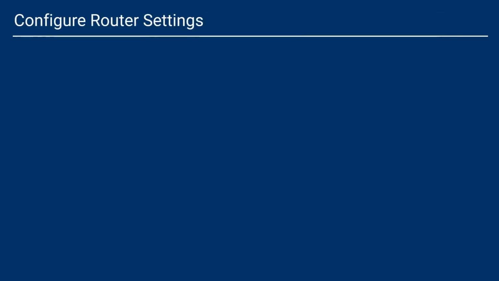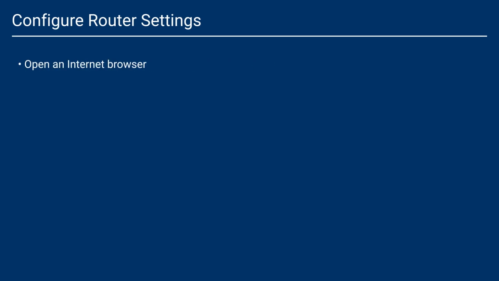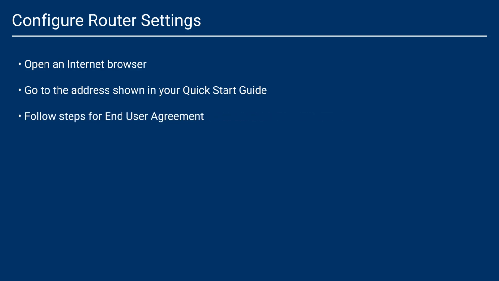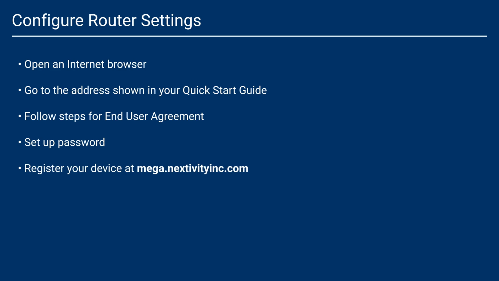To configure your router settings, open an internet browser and go to the address shown in your Quick Start Guide. Follow the steps to accept the end user agreement and set up your password. As the final step, enable cloud management for your Shield MegaFi by registering your device in the Nextivity Mega Portal at mega.nextivityinc.com.